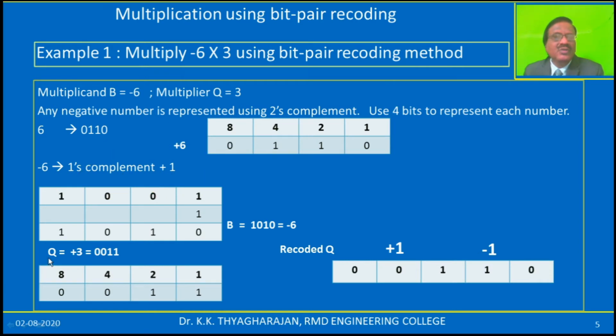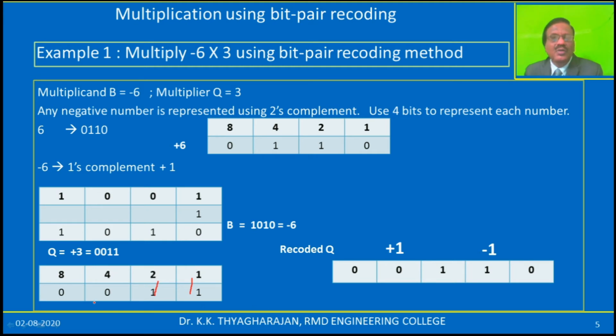Now you have to encode the multiplier 3 to a binary number. Converting decimal to binary is called encoding. Recoding means that the encoded bits will be recoded to a different notation. To convert 3 to a binary number, you put 1, 2, 4, 8 like that. Under 1 you put 1, under 2 you put 1. So 2 plus 1 is 3, and the remaining bit should be 0.